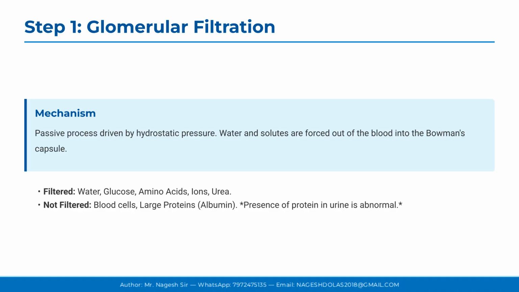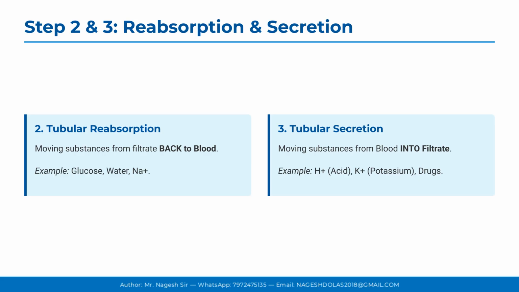Step 1 is glomerular filtration, a passive process driven by hydrostatic pressure. Water and small solutes are filtered, but blood cells and large proteins like albumin are not. Protein in urine is abnormal. Step 2 is tubular reabsorption, moving needed substances like glucose and water back into the blood. Step 3 is tubular secretion, moving unwanted substances like hydrogen and potassium ions into the filtrate.